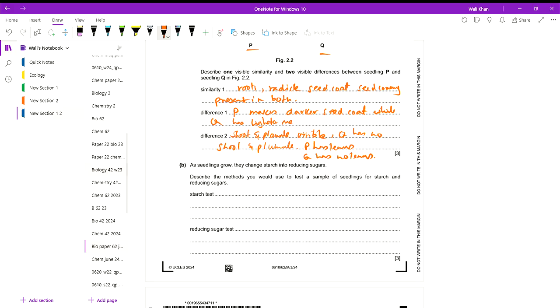As seedlings grow, they change starch into reducing sugar. Describe the method you would use to test a sample of seedling for starch and reducing sugar. So you have to write down starch test with iodine and Benedict test for reducing sugar. So I can write for you both of the tests.